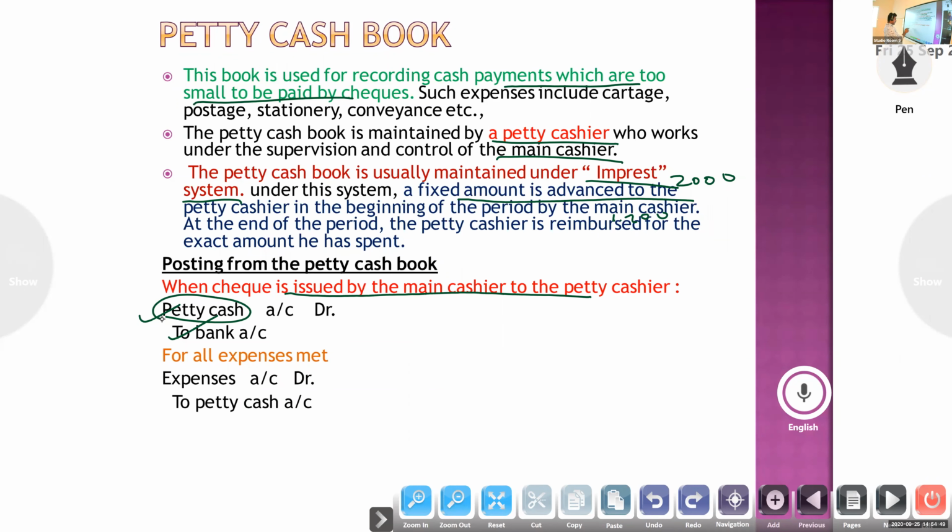Then all expenses are met from this petty cash, so the expense entry is expense account to petty cash. The petty cash amount will decrease if you pay expenses. Petty cash was already debited; if we pay, the petty cash amount will decrease, then credit. So again, if the main cashier gives a check, the entry will be petty cash account to bank. Expense account to petty cash.